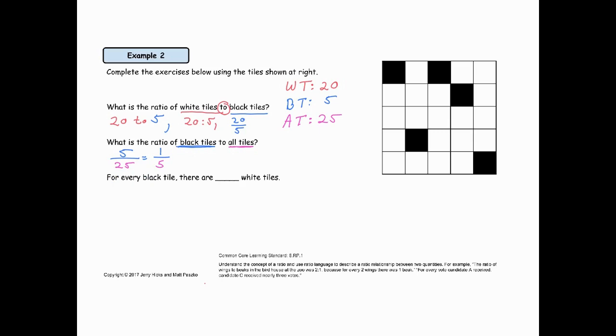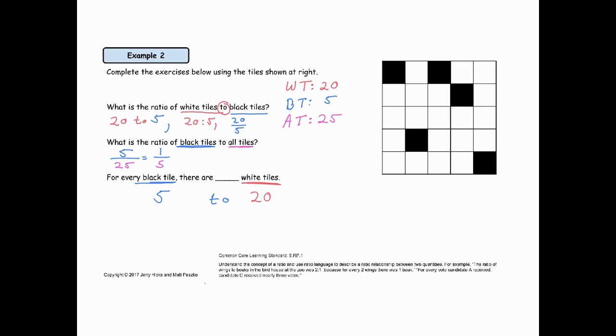Last but not least, the last question here says, for every black tile, we're using blue for that one, there are how many white tiles? And we'll use the red for this one. So let's first find the ratio of black tiles to white tiles. I know that there are 5 black tiles to 20 white tiles.